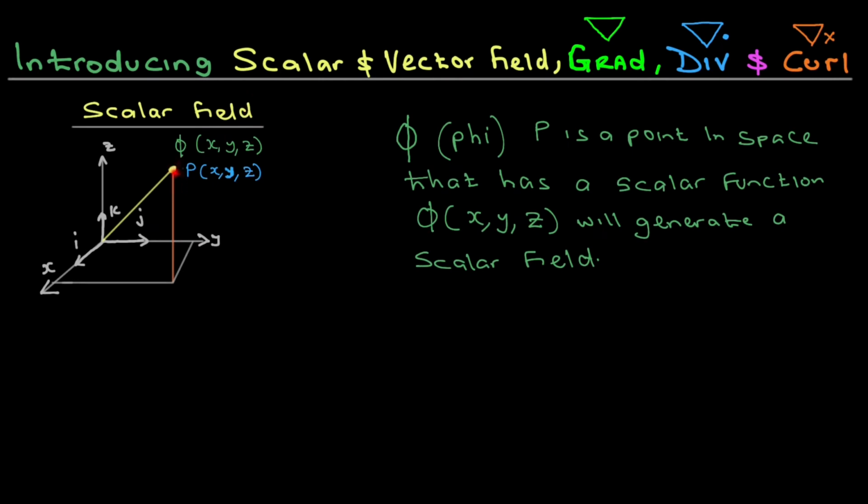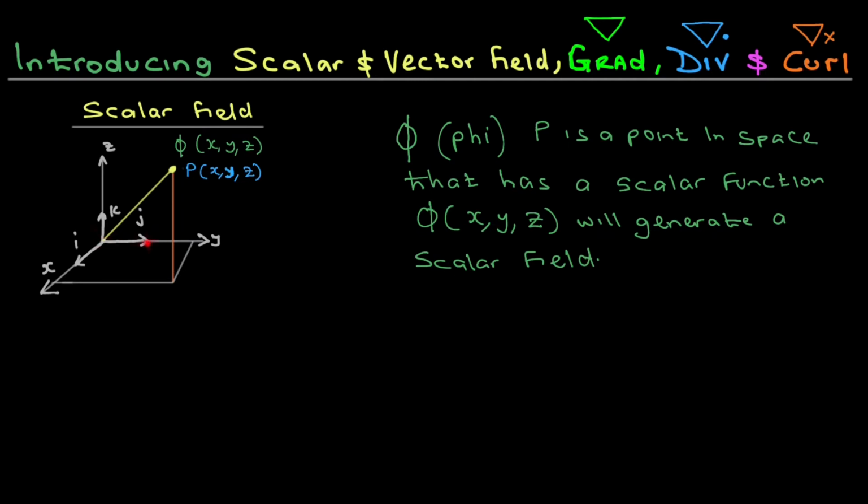Scalar field. If you have a point in space, point P, that point has a scalar function, phi. So the scalar function of P is phi, and that will generate a scalar field. A scalar field is just a number or value.